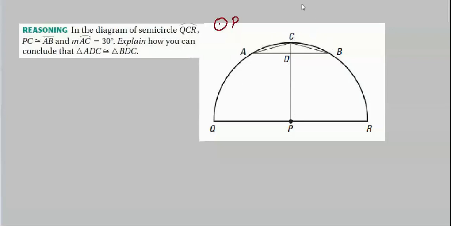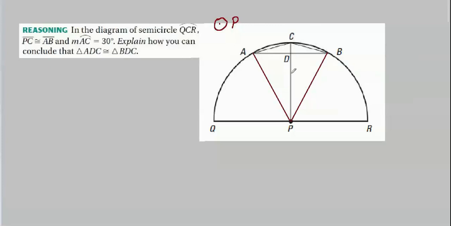So if we were to connect AP and BP, we would have an equilateral triangle. Two sides are the radii, and then the third side is congruent to any radii. So I go ahead and draw these in. Now I have an equilateral triangle. Well, so what? We're trying to prove that these two triangles up here are congruent, and I'm wasting time drawing equilateral triangles.